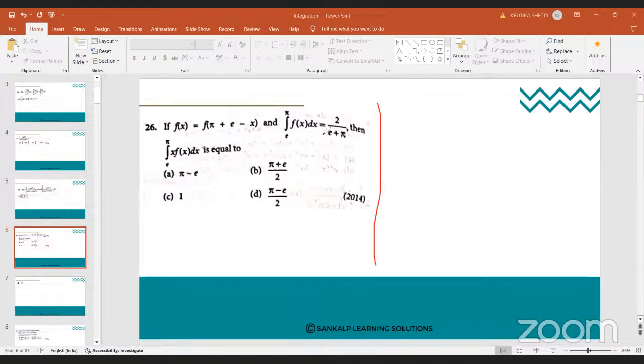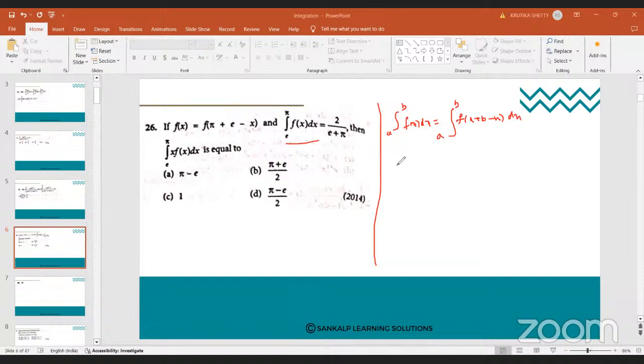See here, the integration from e to pi of f of x dx is already given to us. We need to calculate the integration from e to pi of x f of x dx. So here we are first making use of a property. Again, this question comes from properties of definite integral. See, the integral from a to b of f of x dx can be written as the integral from a to b of f of a plus b minus x dx. So this is the property we are using.